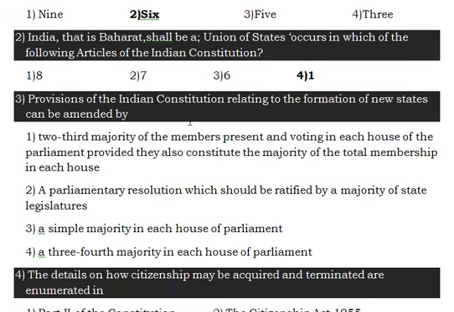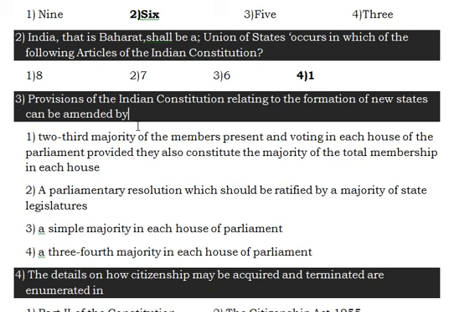And the provision of the Indian Constitution relating to the formation of new states can be amended by? The question is about the provision for the formation of a new state given by the Indian Constitution. Go through the options. The first option is: two-thirds majority of the members present and voting in each house of Parliament, provided they also constitute the majority of the total membership of the house. This is the special majority that it is talking about.